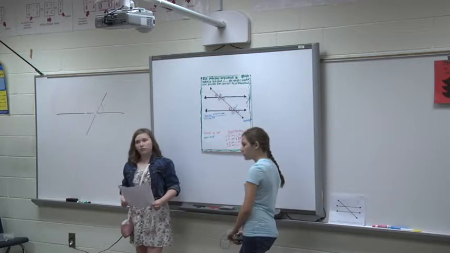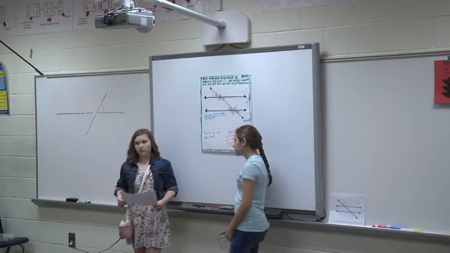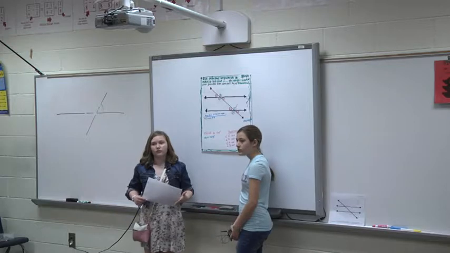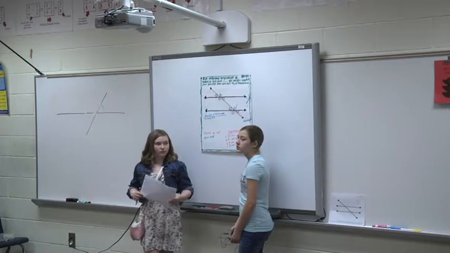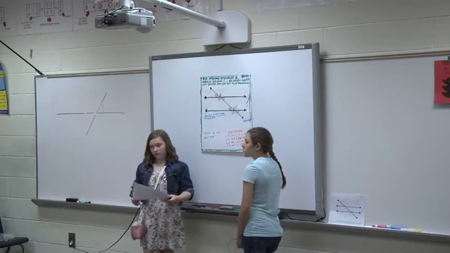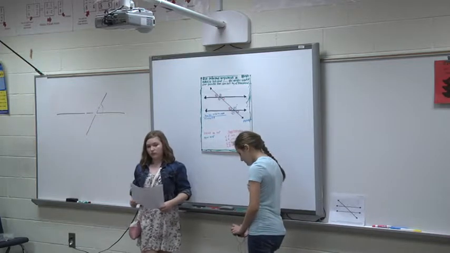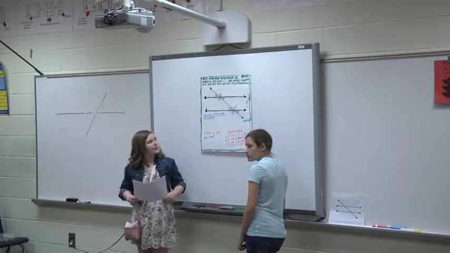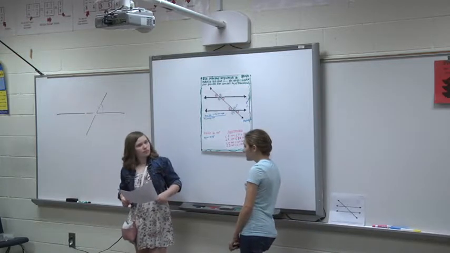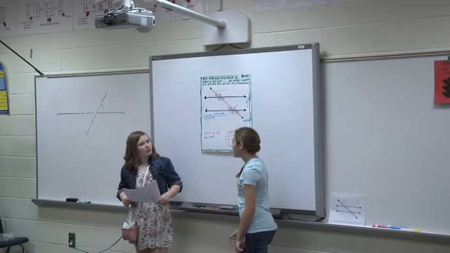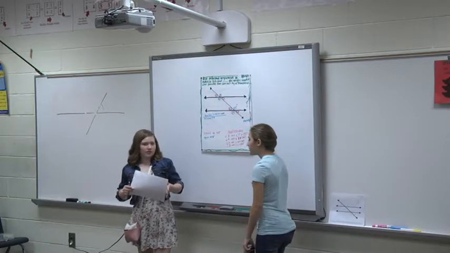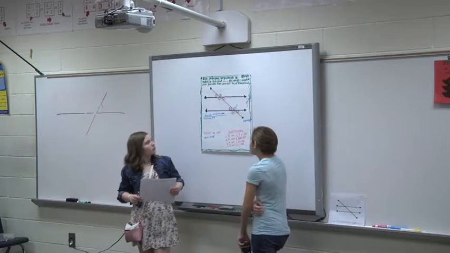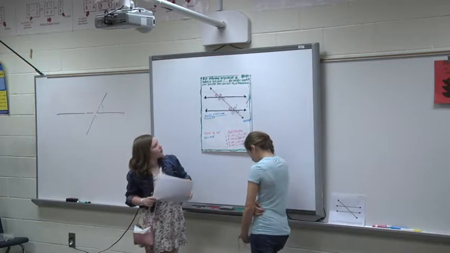Okay, somebody else ask a question? Andrew. Okay, listen, this is a biggie. Listen to this one. What if we move the transversal to make E equal to 85 degrees? What would the measure of F be? Can you repeat the question, please? What if we move the transversal to make E equal to 85 degrees? What would the measure of F be?